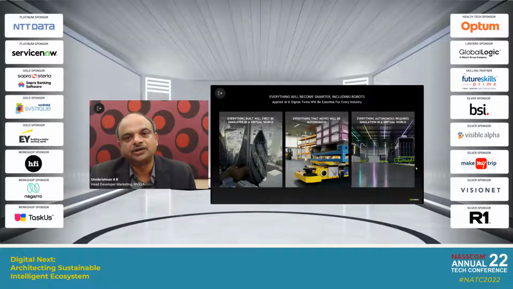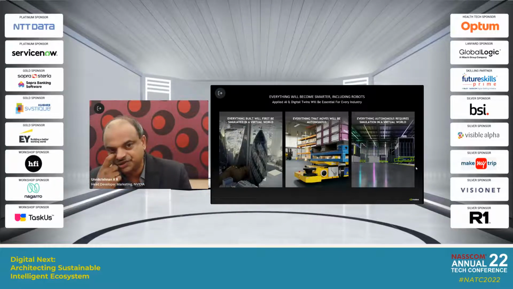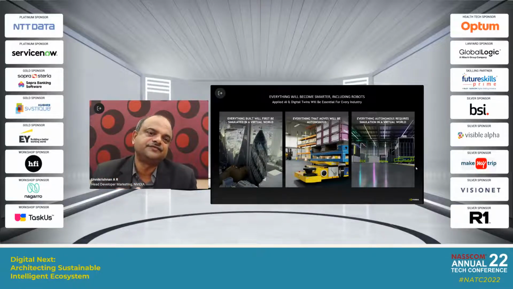Everything that you can think about, including robots, will become smarter. Applied AI and digital twins will be essential, like I was mentioning in earlier slides, for every single industry which you can think about. Everything which will be built will first be simulated in the virtual world. And this is very easy for us to imagine, right? We have been doing it, but the capacity for doing it at the level of realism and the level of physically accurate simulation capabilities which reflects the real world is now here. And hence everything which will be built will first be simulated in the virtual world.